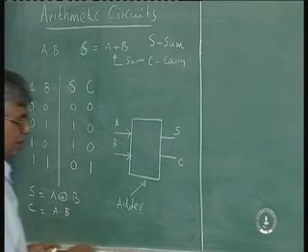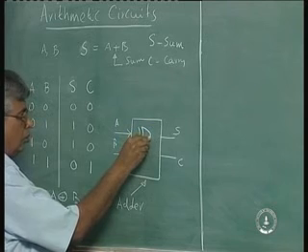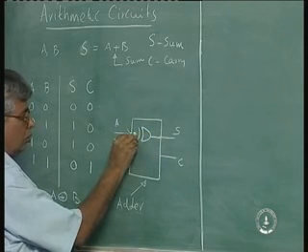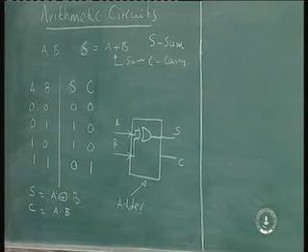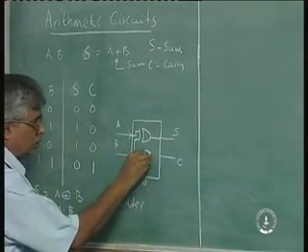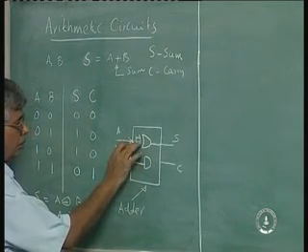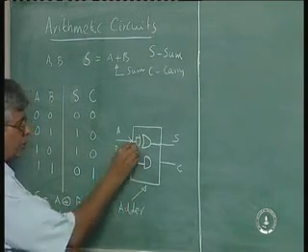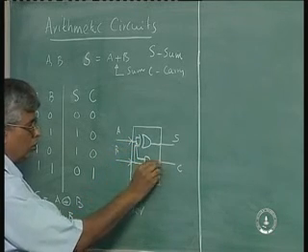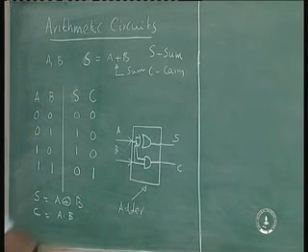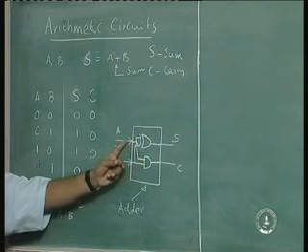So basically this circuit is nothing but an exclusive OR which takes this A and B and gives a sum, and the carry is nothing but an AND gate which takes this A and B and gives a carry.